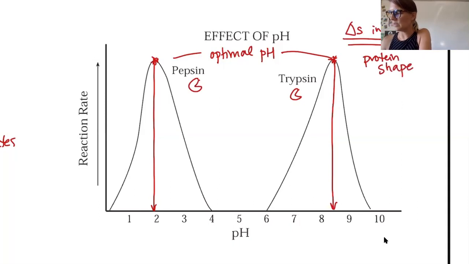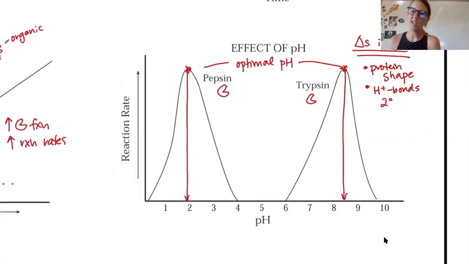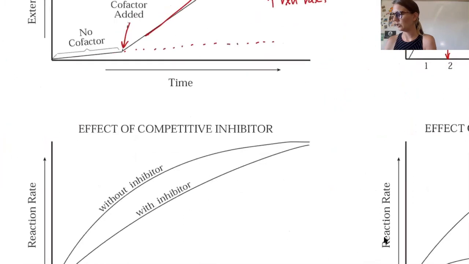right? So changes in the pH can affect protein shape, and in particular, pH often does that through affecting hydrogen bonds. And we know that those are really important, for example, for the secondary structures, alpha helices and beta pleated sheets, and also for tertiary and quaternary structures too.